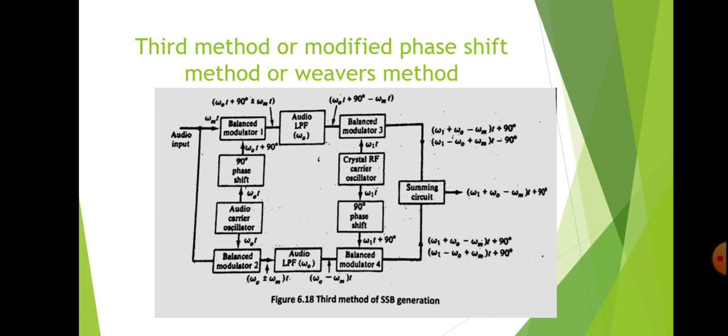So when these signals are added, the phase shifted signals will be subtracted. That means this is minus 90 degree phase shifted and this is plus 90 degree phase shifted. That means these two signals are 180 degree out of phase, so they will be cancelled out. So at the output we will receive omega 1 plus omega 0 minus omega m t plus 90 degree signals. That's all. Let us see the slide.